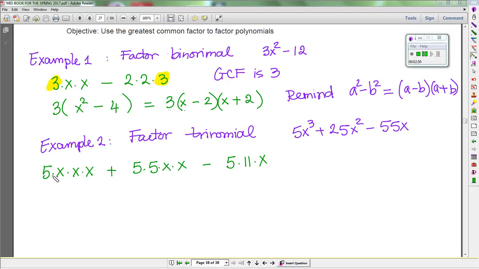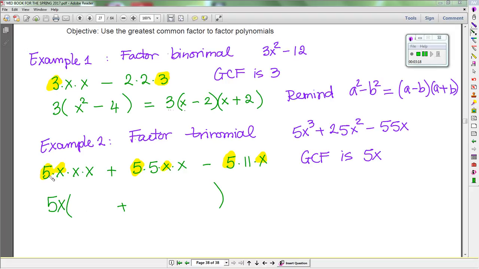Next we go back and look for the common factors. All 3 terms have 5 in common, and they also have x in common. So we can conclude that our greatest common factor is 5x. Now when you factor out the greatest common factor, I put it outside the parentheses and put the rest inside. You take each one of the terms and divide by your greatest common factor.